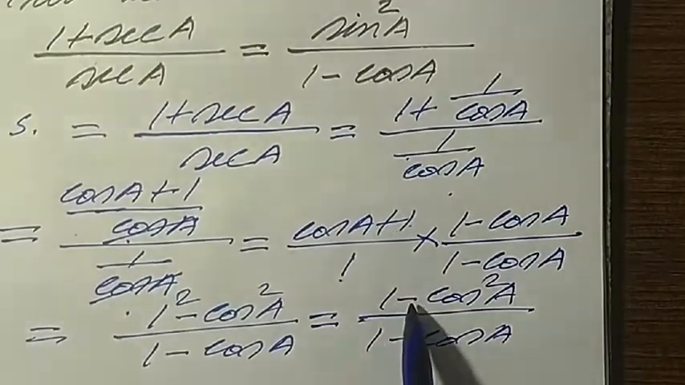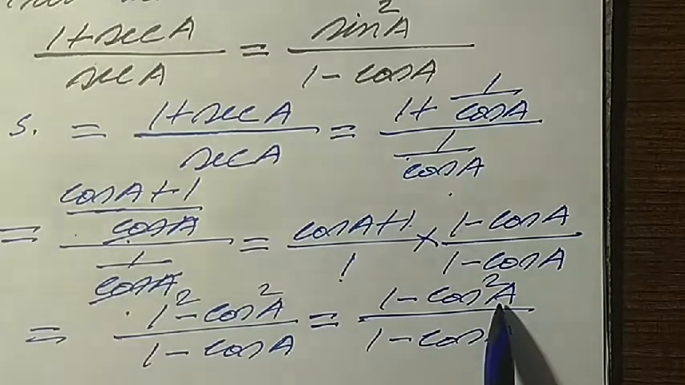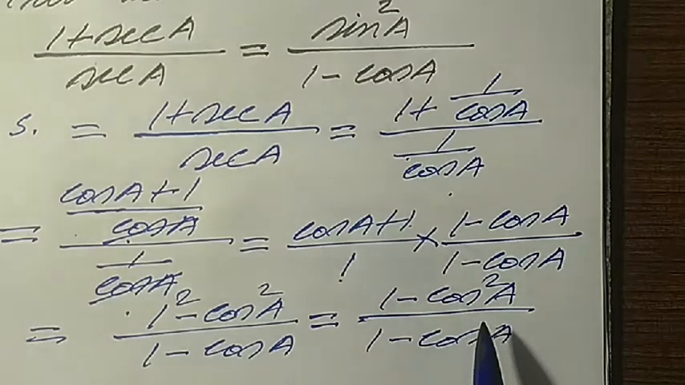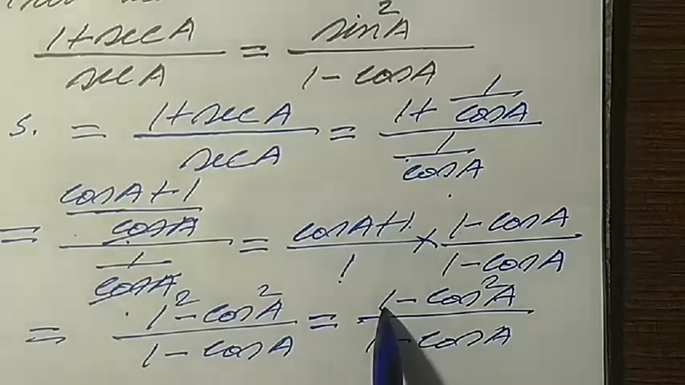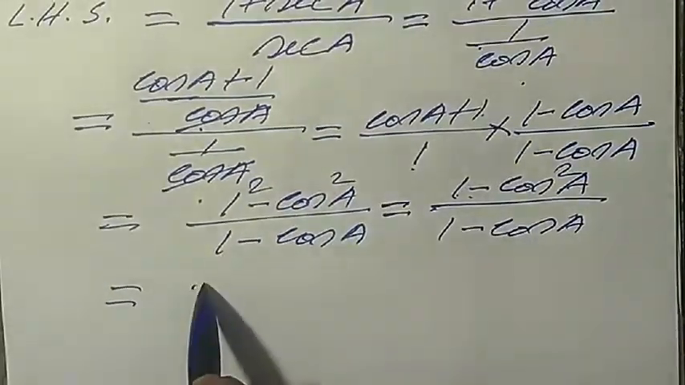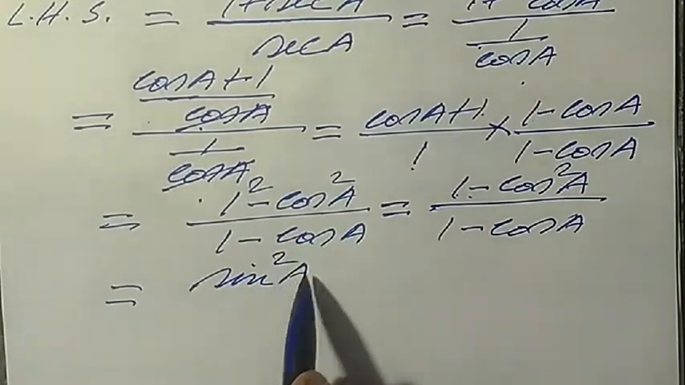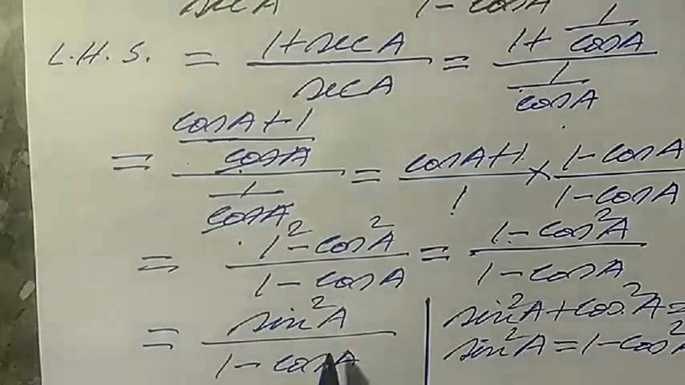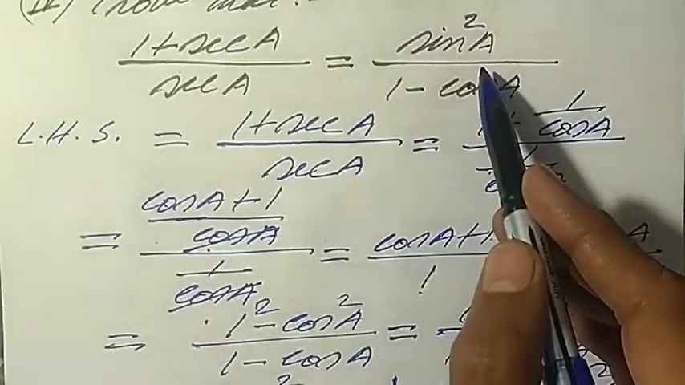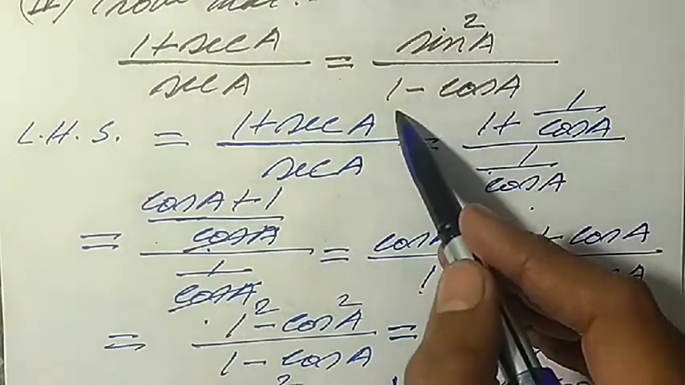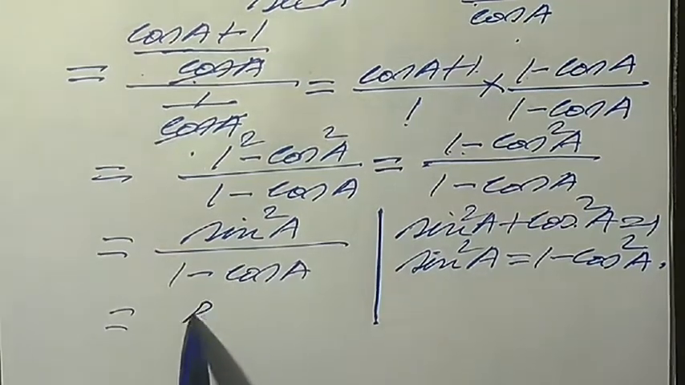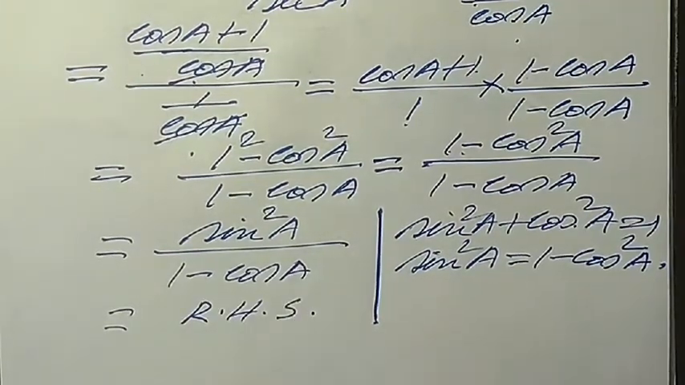As we know well, 1 minus cos square A may be written as sine square A, as sine square theta plus cos square theta is equal to 1. If we transpose cos square theta to the other side, we get sine square theta is equal to 1 minus cos square theta. So using that formula, we may write 1 minus cos square A as sine square A upon 1 minus cos A. So we get exactly the right hand side of the equation to be proved, sine square A upon 1 minus cos A. So this is equal to the right hand side, and hence we have proved the given equation.